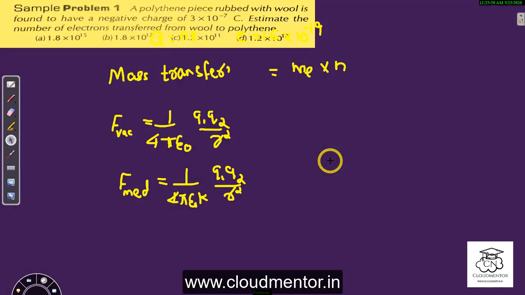A polythene piece rubbed with wool is found to have a negative charge of 3 multiplied by 10 raised to minus 7 Coulomb. Estimate the number of electrons transferred from wool to polythene. The options are given. So here we have to find the number of electrons transferred. From the quantization of charges, we have Q equal to Ne. From this we can find the number of electrons, N equal to Q by e, that is total charge divided by the elementary charge, e.